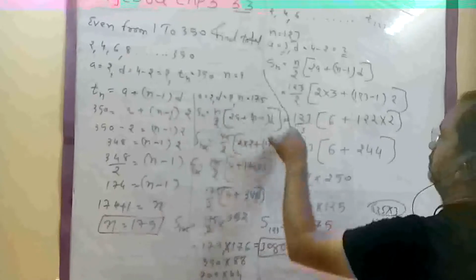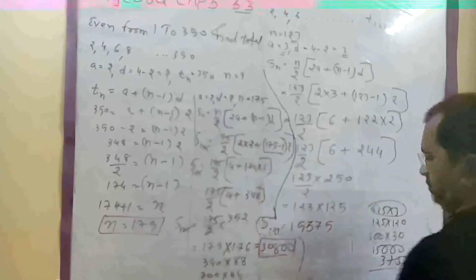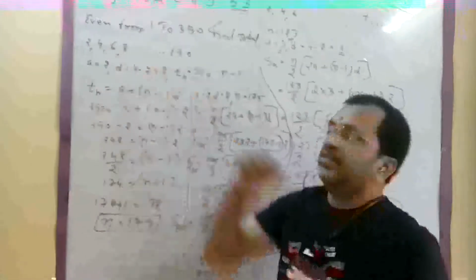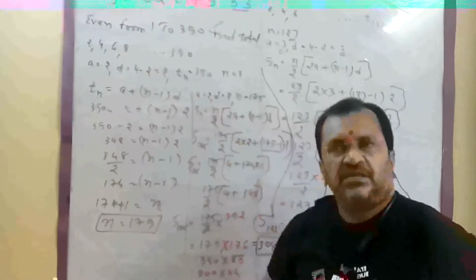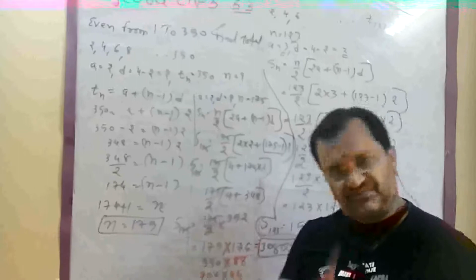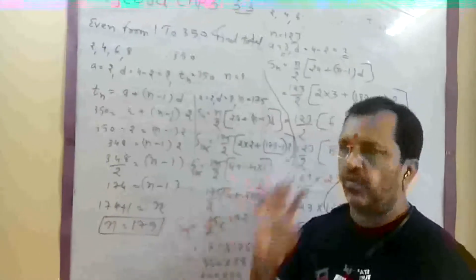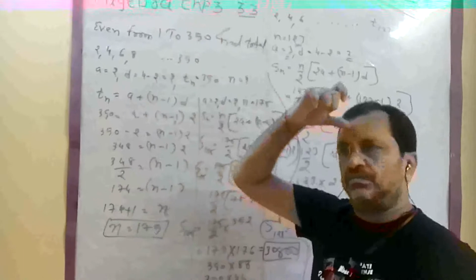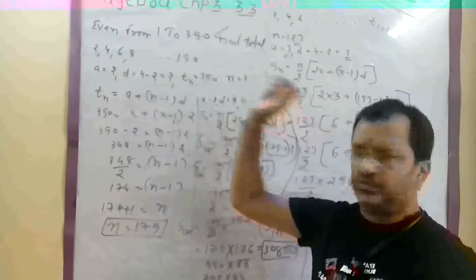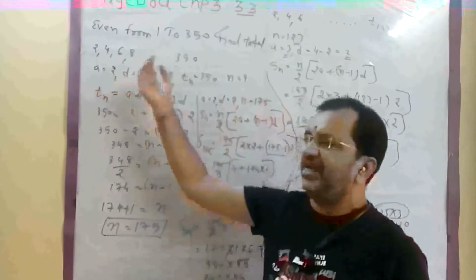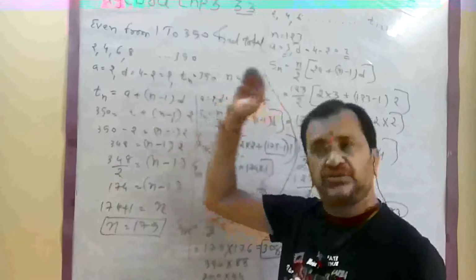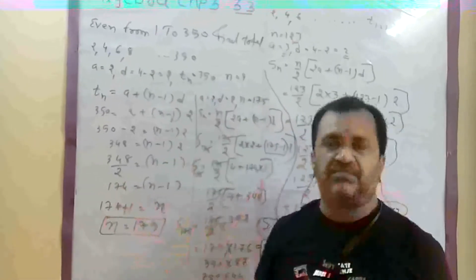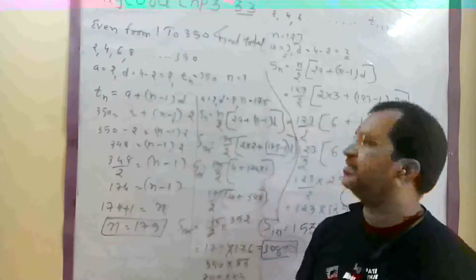Again, even numbers divisible by 4, that is even, from 1 to 350. Find the total: 2, 4, 6, 8, dash, dash, dash, 350, that is also an even number. But how many numbers, that we don't know. First find out how many numbers, then we can find Sn.